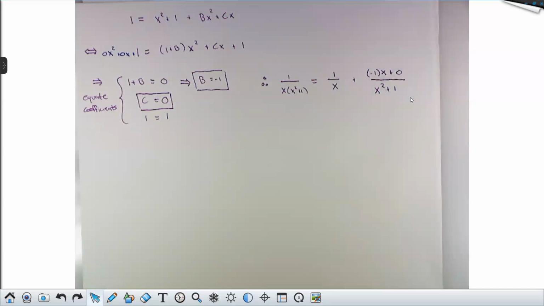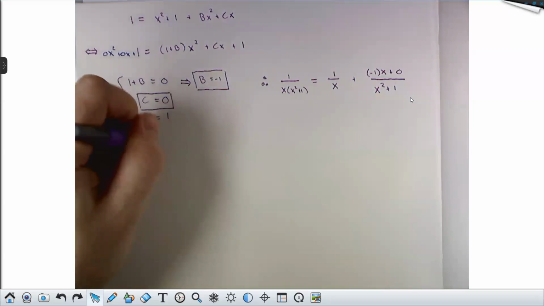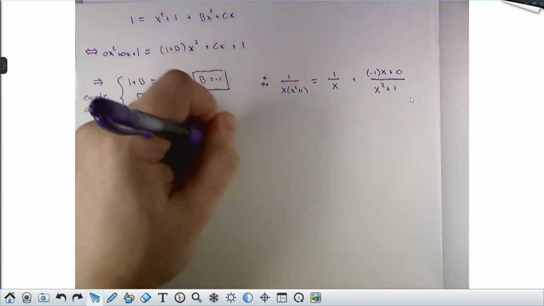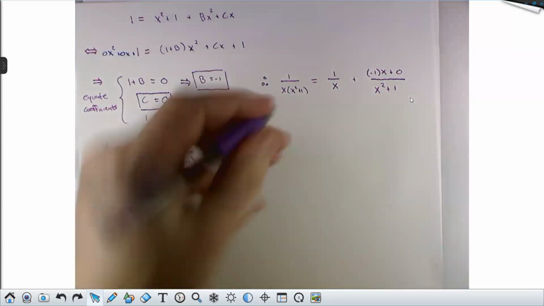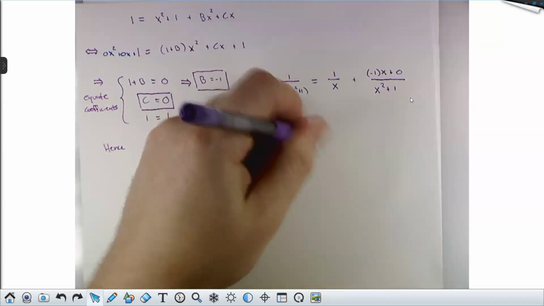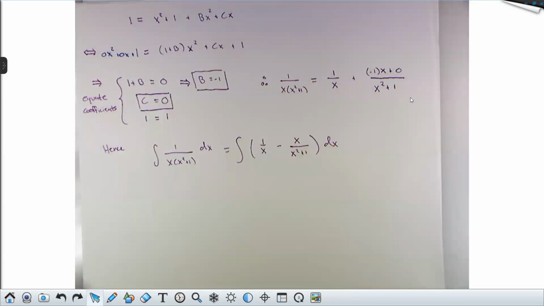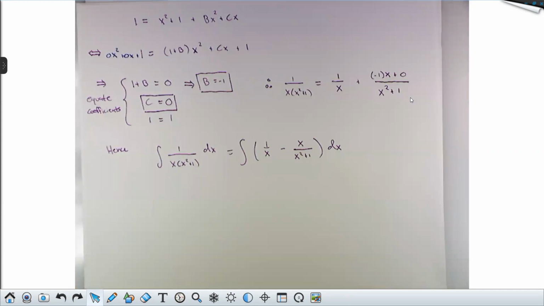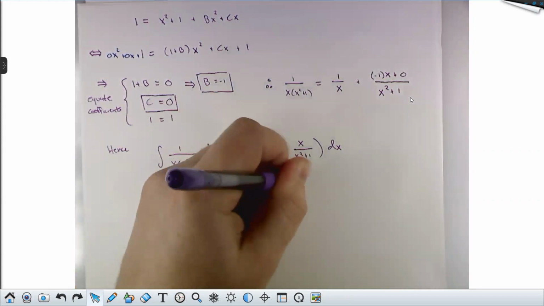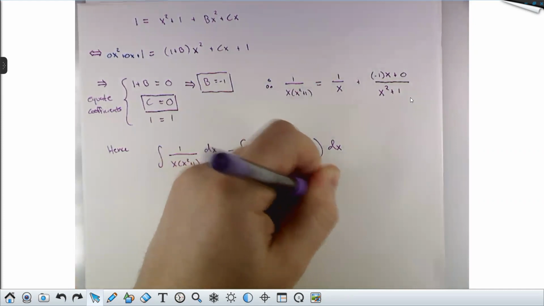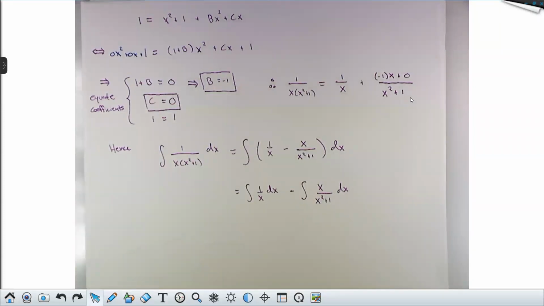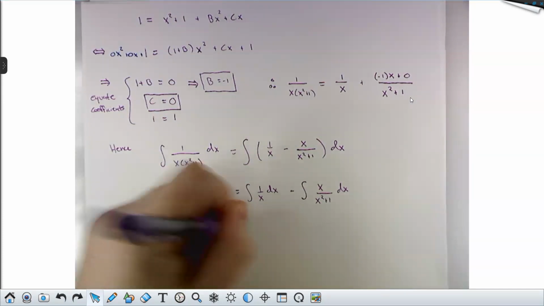as follows. So hence, the integral of 1 over x times x squared plus 1 dx is equal to the integral of 1 over x minus x over x squared plus 1 dx. And then we'll split that up as the integral of 1 over x dx, which is known, minus the integral of x over x squared plus 1 dx, which is not known right away. It's not one of our antiderivatives from the table, but it is something we know how to figure out. First guy is the natural log of the absolute value of x.